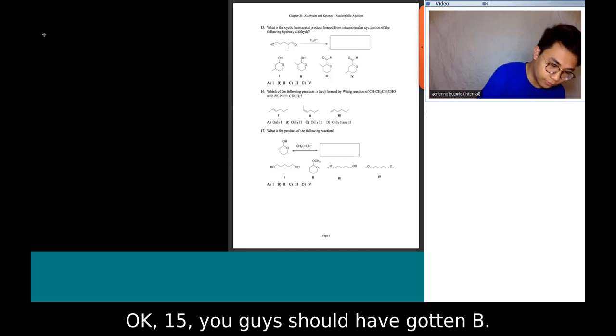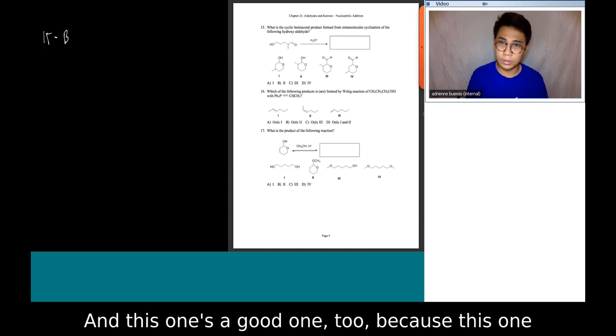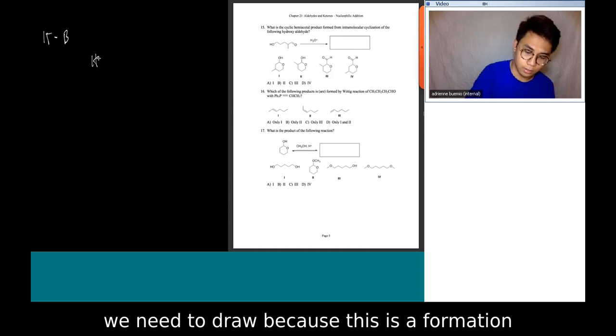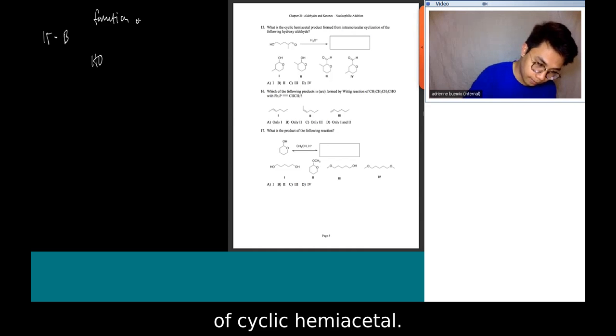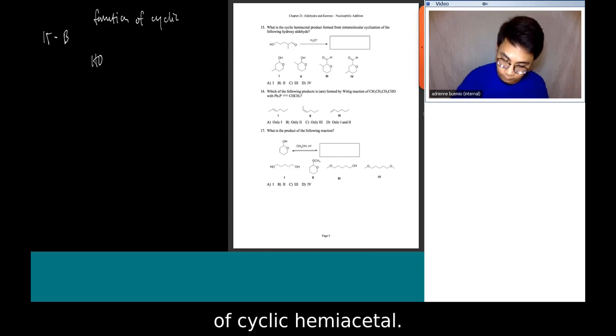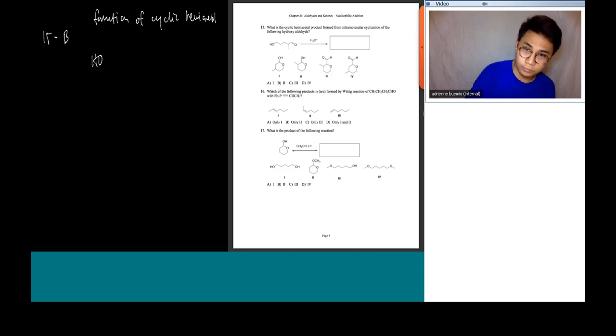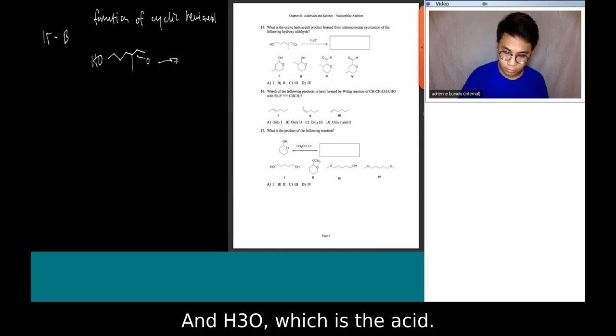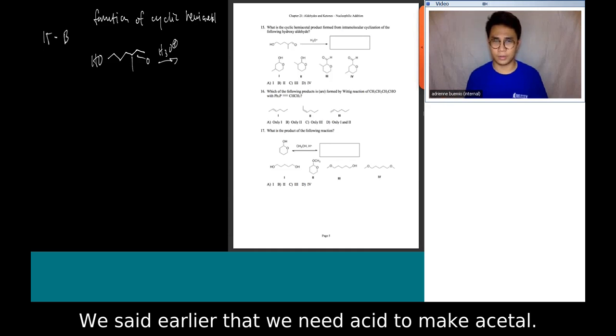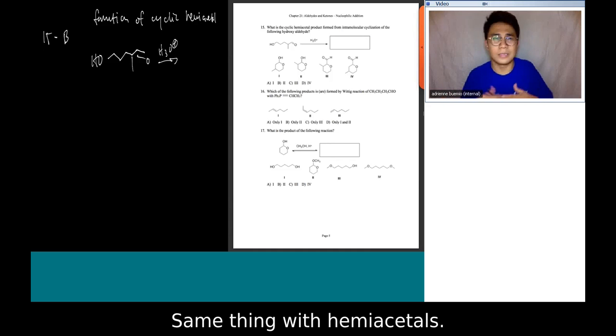Okay, 15. You guys should have gone B, and this one's a good one too, because this one we need to draw, because this is a formation of cyclic hemiacetal. Did I draw that right? And H3O, which is the acid, right? We said earlier that we need acid to make acetals. Same thing with hemiacetals, right?